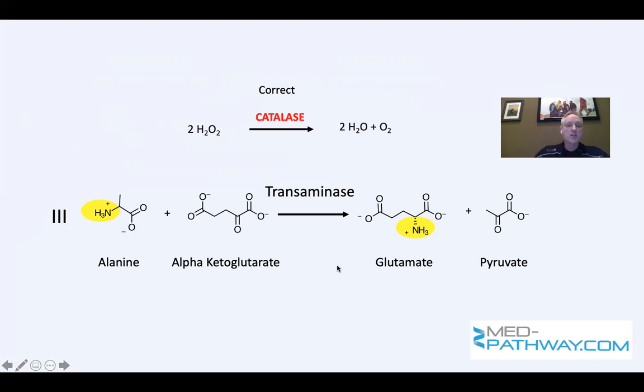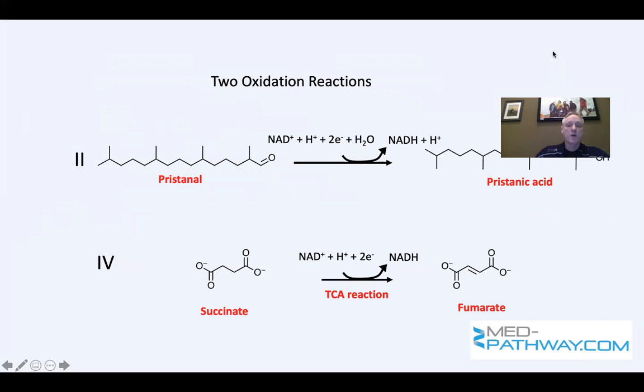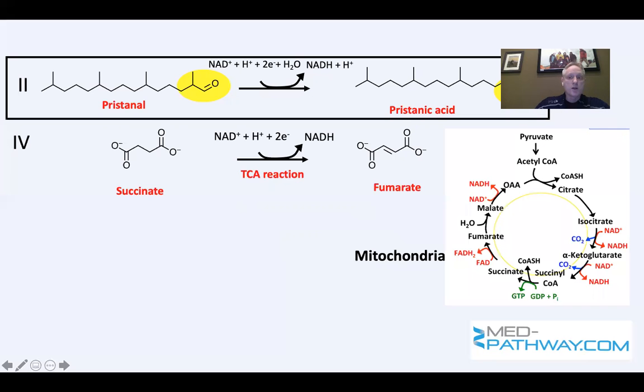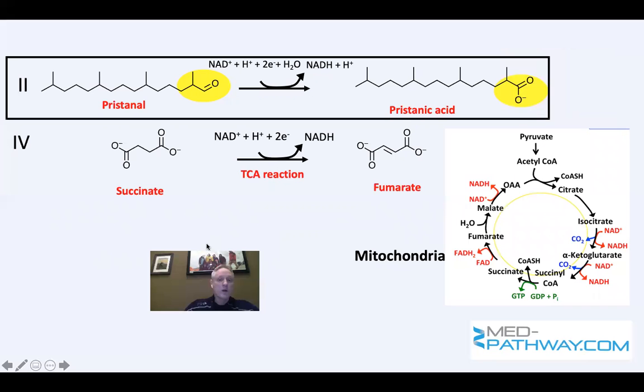So we know it has to be an oxidation reaction. Then we see 2 oxidation reactions, pristinal to pristinic acid and succinate to fumarate. But we know that that's a TCA reaction that occurs in the mitochondria. So it can't be number 4, it has to be 2. And here what you see is an aldehyde being oxidized to a carboxylic acid.